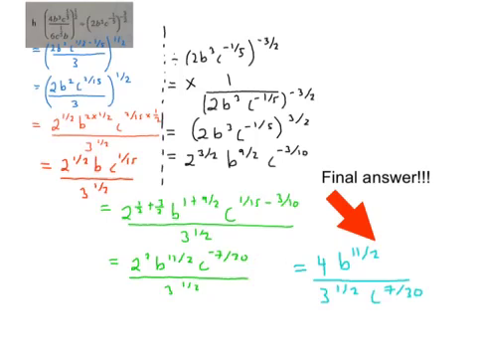Then to just finish off, again I want to express my answer with positive indices, so I'll bring this downstairs, and 2 squared is actually 4. Hopefully it's nice and clear here with my little text box and my arrow that the final answer should come out to be 4 times b to the 11 over 2, over 3 to the power of half, c to the 7 over 30.